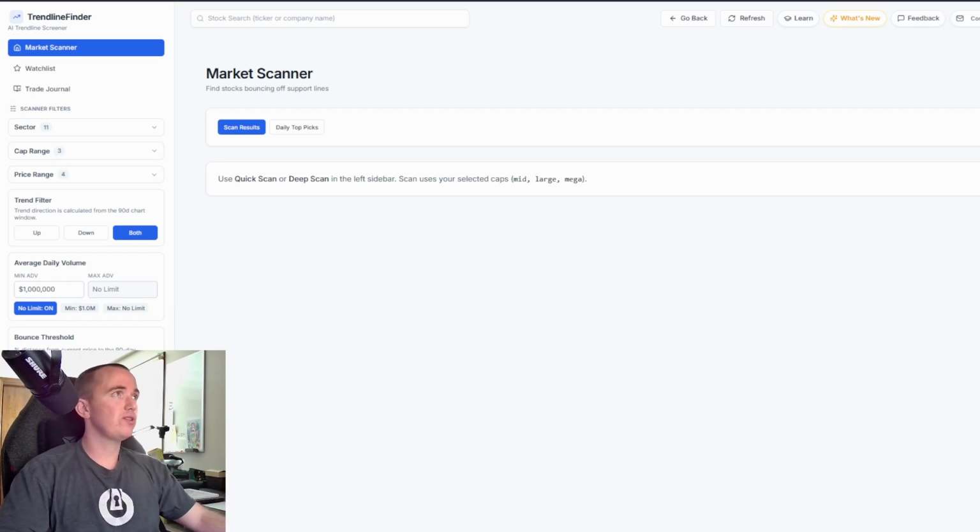The bounce threshold, I usually put this around 2% or so. You can click any of the boxes down here. If you want something that's really close to a line or potentially touching a line, you could do 0.8%, but 2% is kind of a nice middle ground.